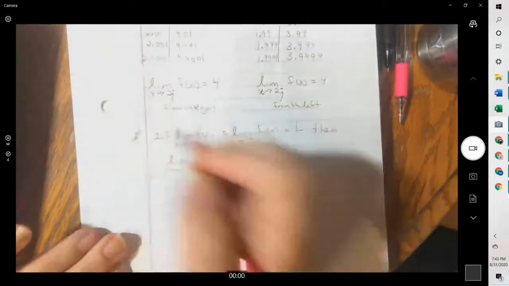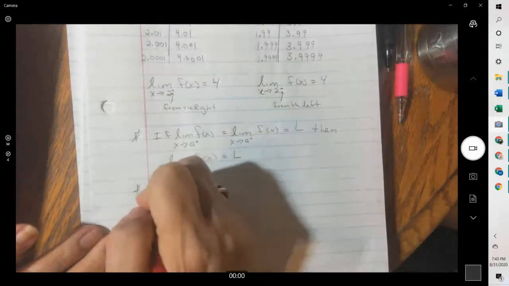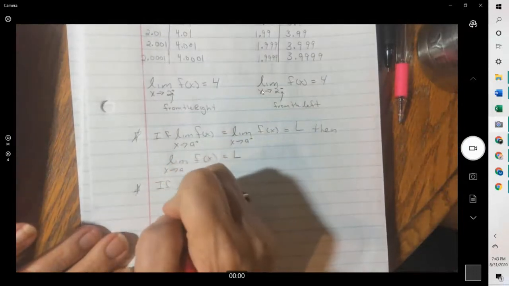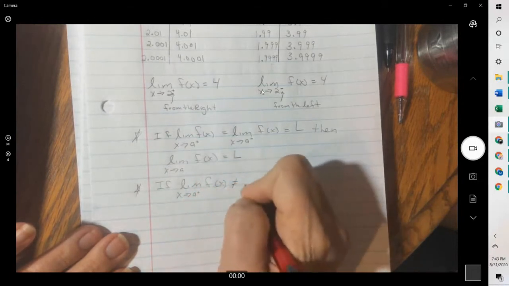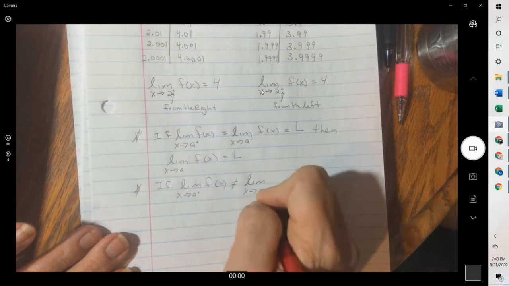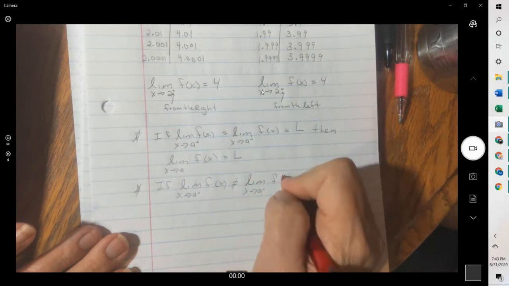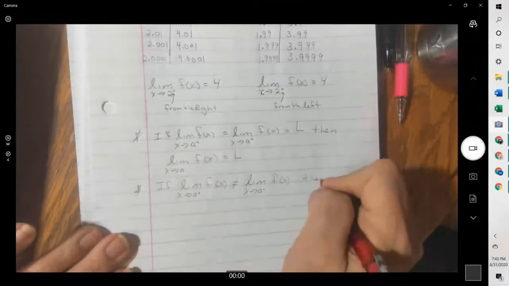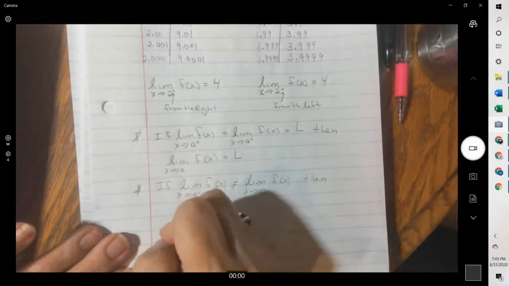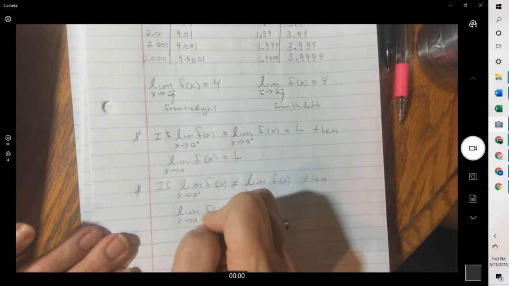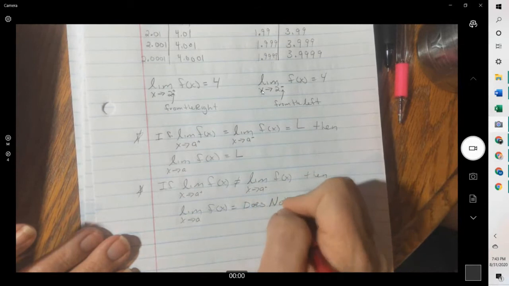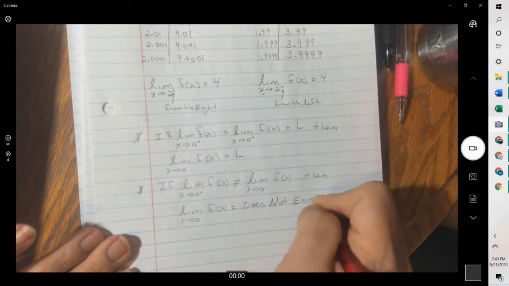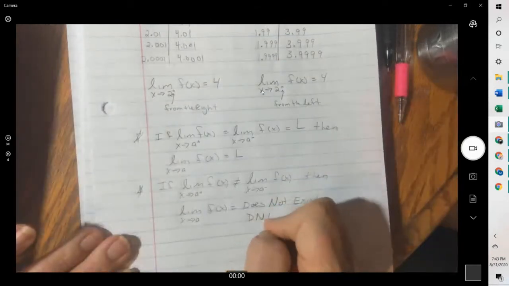Now, if the limit as x approaches A from the right does not equal the limit as x approaches A from the left, then the limit as x approaches A does not exist. And you could use D and E for that.